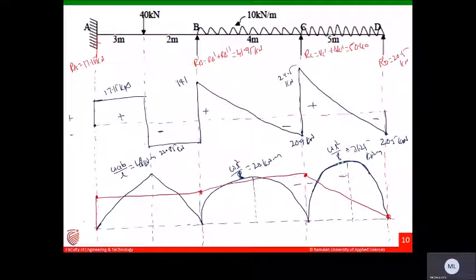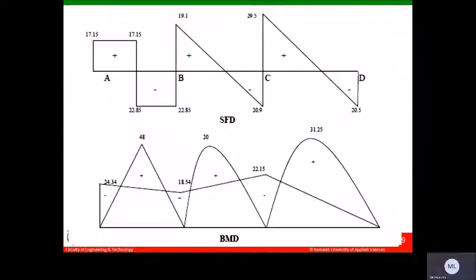So this is minus, this is plus, and this is plus, and this is plus, and this will be minus. You can write the values: 24.34 kilonewton meters, 18.54 kilonewton meters, and this is 22.9, 15 kilonewton meters. This is how we need to draw the BMD, guys. So clearly, I have shown it here.